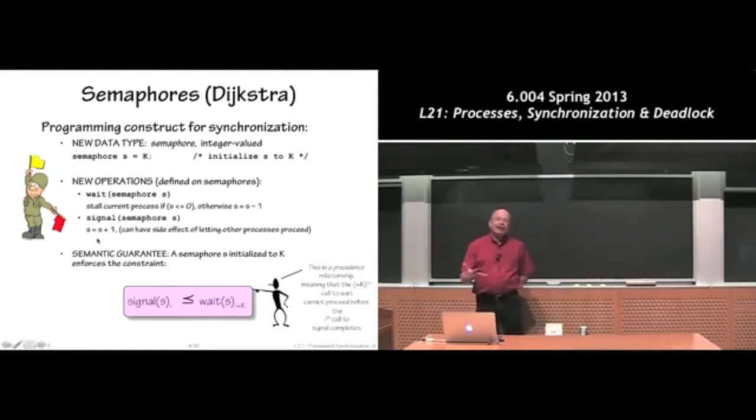Signal simply increments the semaphore. So it adds 1 to the semaphore. But again, remember that we want to make sure that we always access the semaphore using wait and signal. And there's a very good technical reason for that, which will become apparent in just a moment.